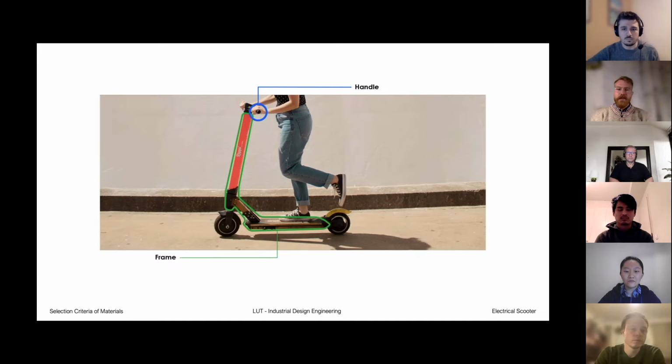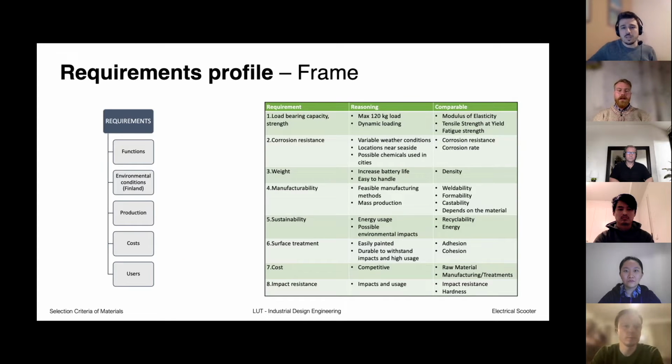So we went through different parts of the scooter, and we chose to study deeper two separate parts. Number one, the frame, and number two, the handle, which is also referred to as the grip in the presentation. The frame concentrates on engineering aspects, and the grip concentrates on industrial design. So, as Samuli has just mentioned, we will focus on two parts of the scooter, the frame and the handle.